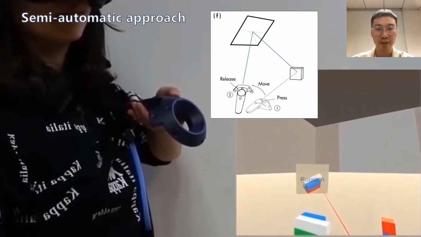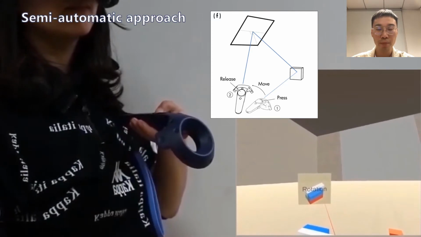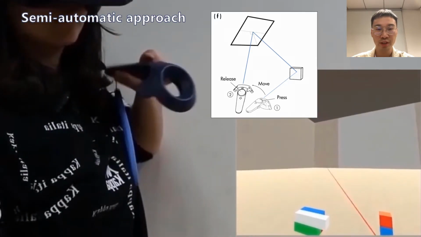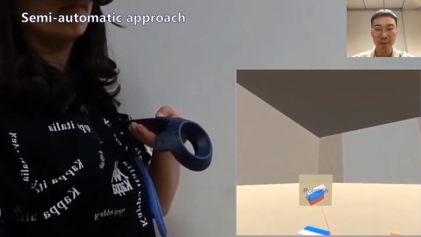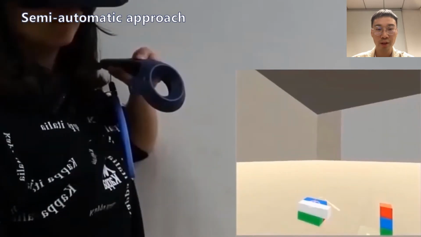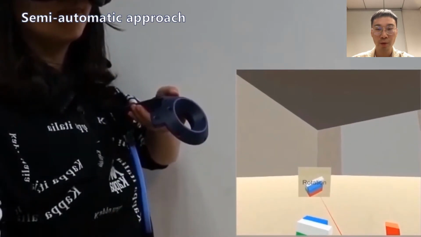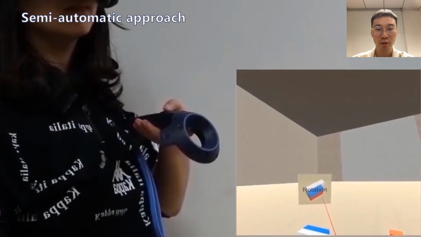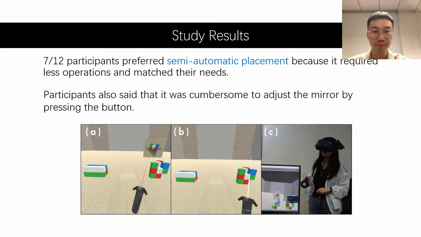Another one is the semi-automatic approach. Participants select an object center, then choose a direction to place the mirror. The system calculates the best mirror orientation, enabling the participant to see the object according to the law of reflection.